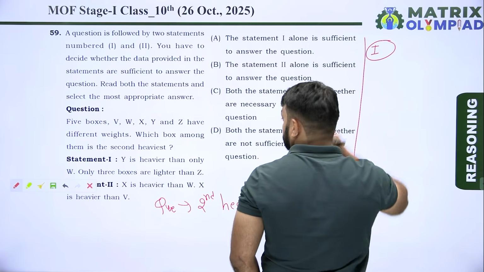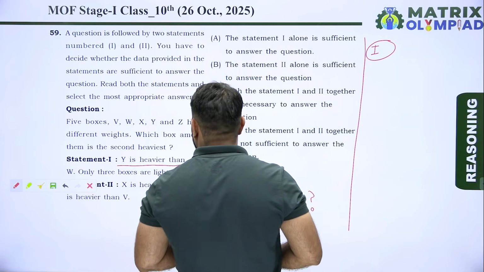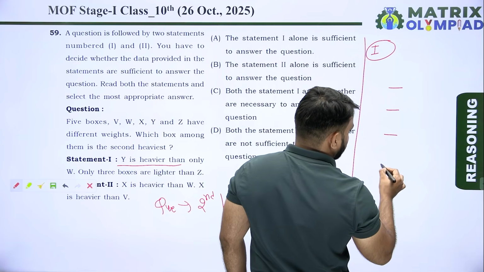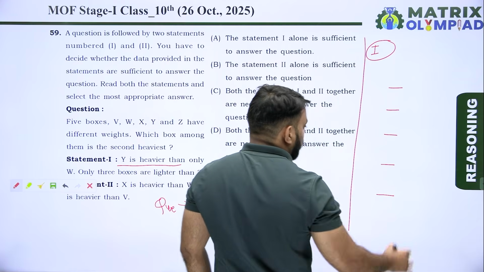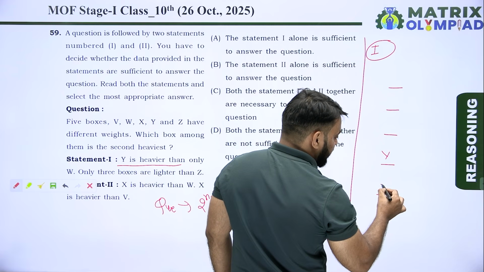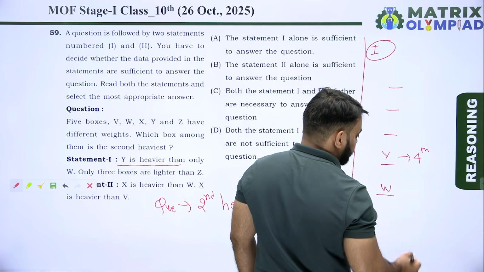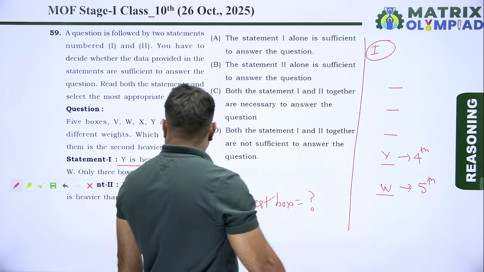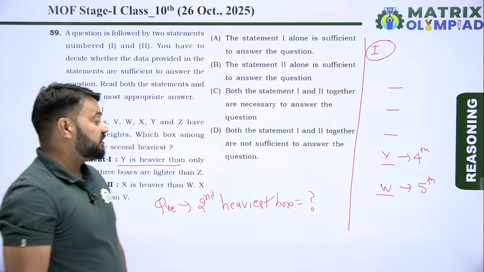So now according to statement first, Y is heavier than only W. There are 5 boxes 1, 2, 3, 4 and 5, and Y is heavier than only W. It means Y is the fourth heaviest box and W is the 5th heaviest box, and only 3 boxes are lighter than Z.